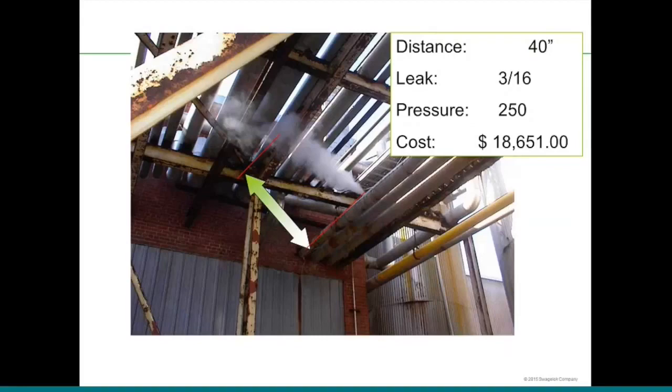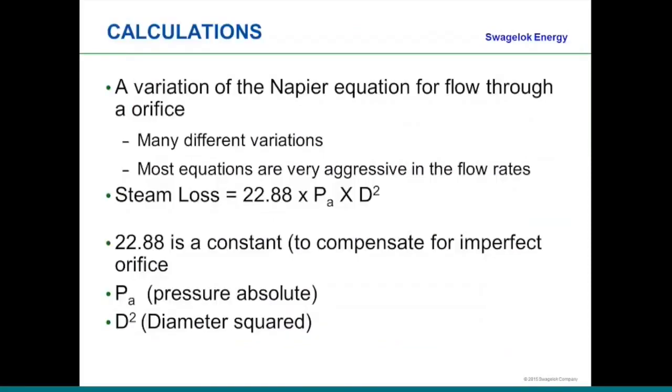Another leak, 40 inches in length. Leak was 3/16 inch, 250 psi, $18,651. The thing about steam leakage is the leak is this diameter day, but it will increase day after day because steam will wire draw the pipe leak point and increase in diameter. So the thing about steam leakage, you have to be extremely proactive. So we cannot tolerate steam leakage in a plant operation.